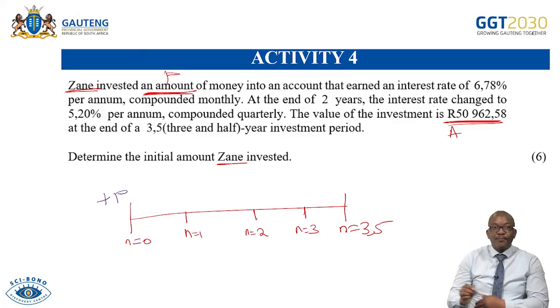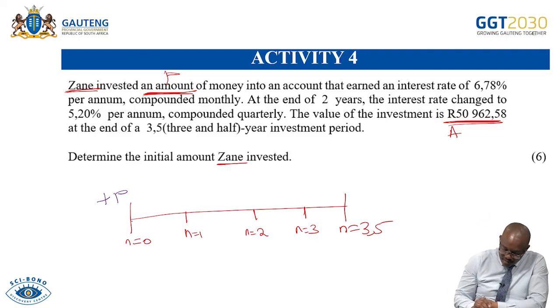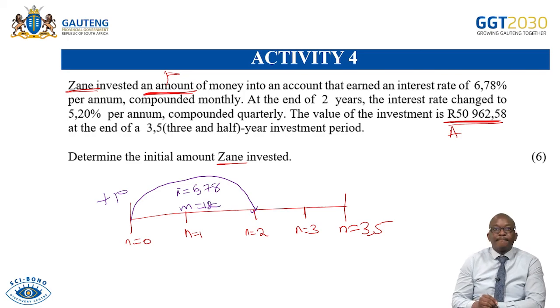Correct? The P amount of money was invested. We don't know how much was invested into the savings account, and the interest is 6.78% per annum compounded monthly. At the end of the second year, the interest changed. It means from year 1 to year 2, the interest that was charged is 6.78% compounded monthly.